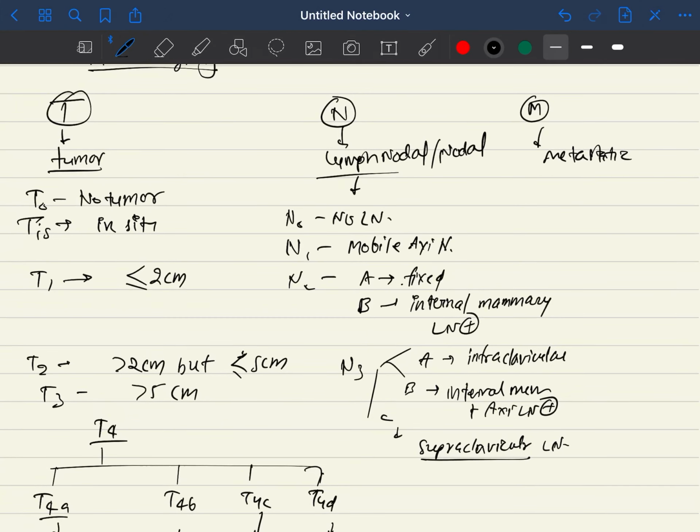In metastasis, the M is M0 and M1. M0 is no metastasis, and M1 there is metastasis.